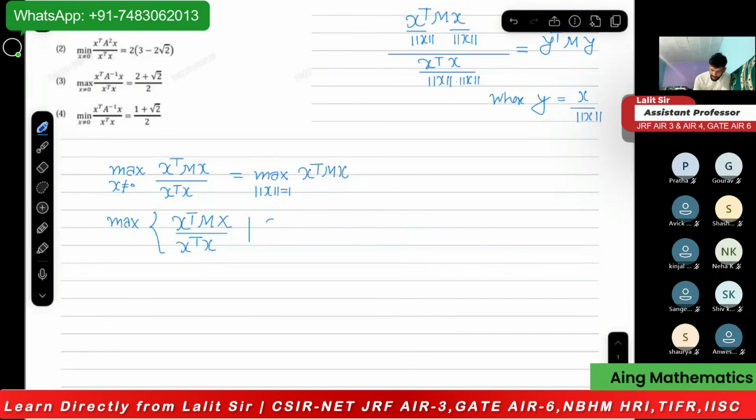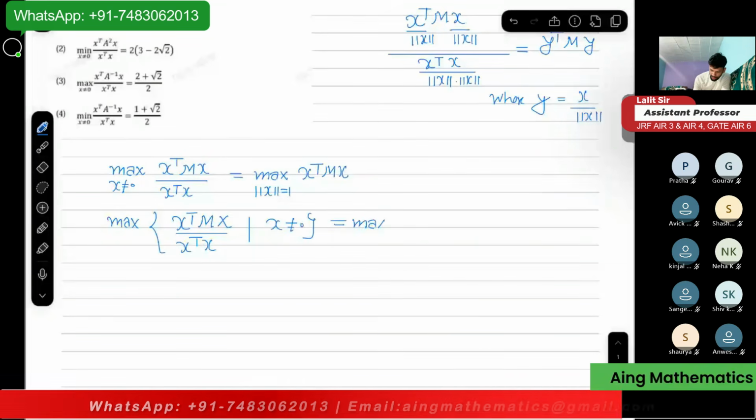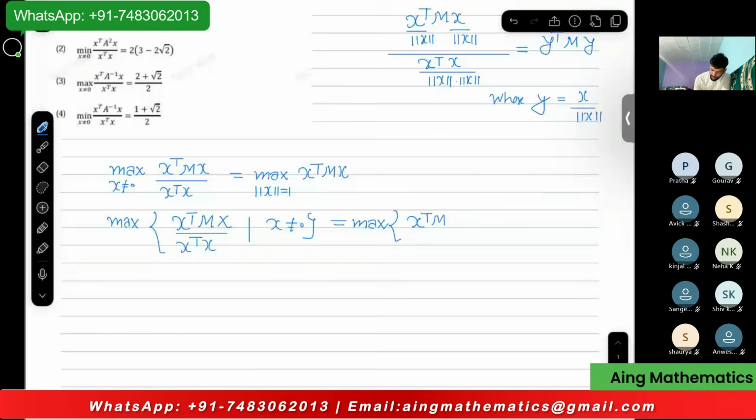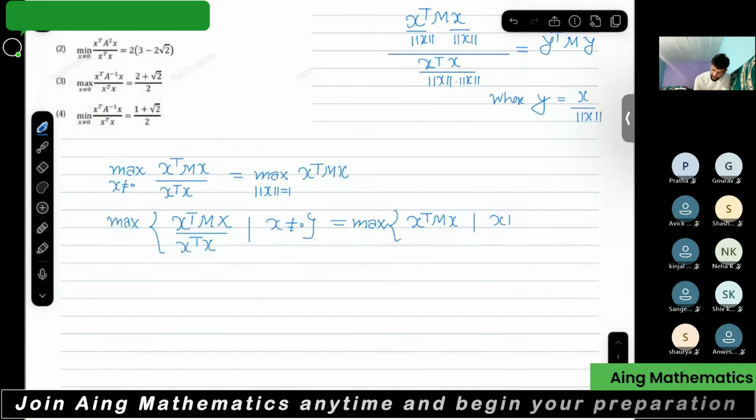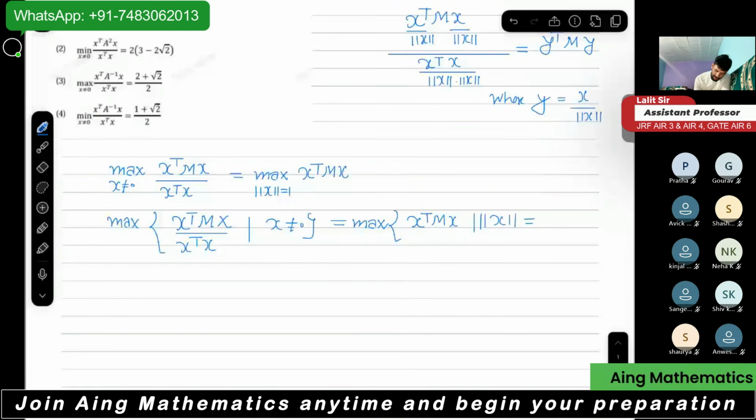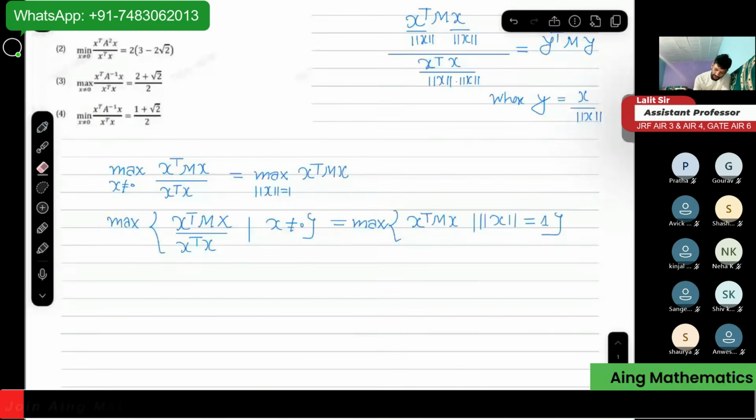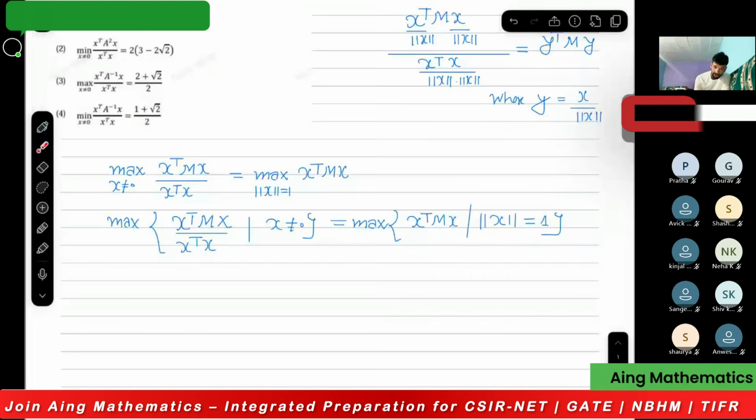This is equal to max of x transpose Mx, where this is for any matrix. Okay, it is not necessary that it be symmetric or not. So you understand this, it is clear. Look at this direction, right?